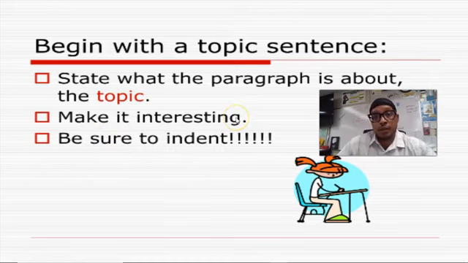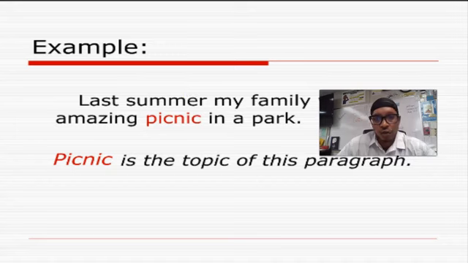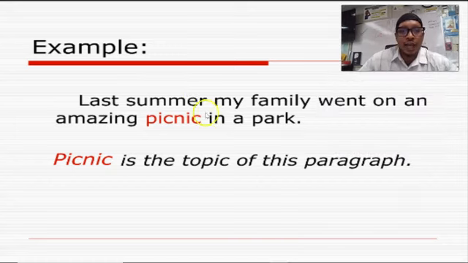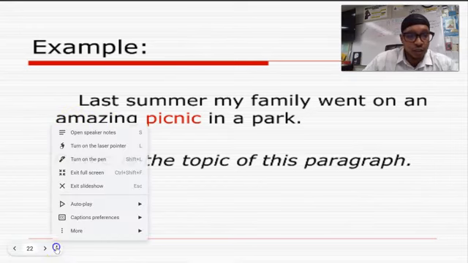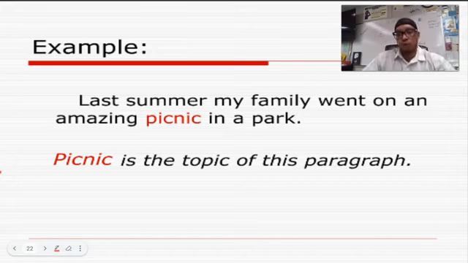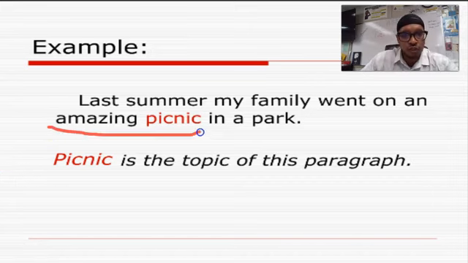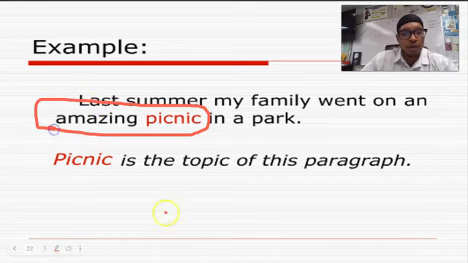Be sure to indent, man. That's a big one, especially on the first sentence. Be sure to indent. That was probably one of the biggest problems I saw with your paragraphs. Okay, so let's look at this example. Last summer, my family went on an amazing picnic in a park. So some stuff happened last summer. It happened in a park, but it was an amazing picnic. And remember, picnic is the topic of this paragraph. However, in the rest of this paragraph, we should be looking for things that make this amazing. That is what you want to be looking for, things that say, this is an amazing picnic.